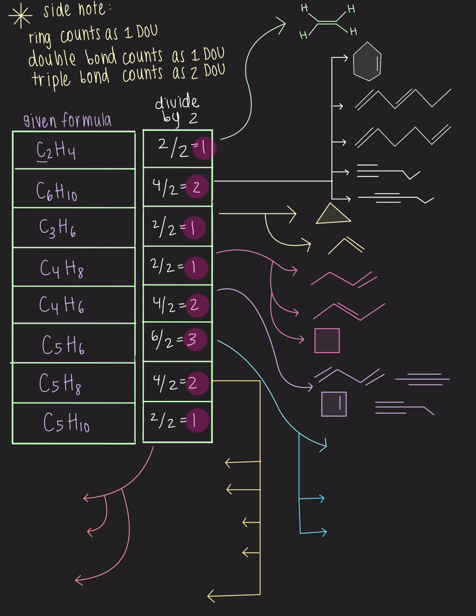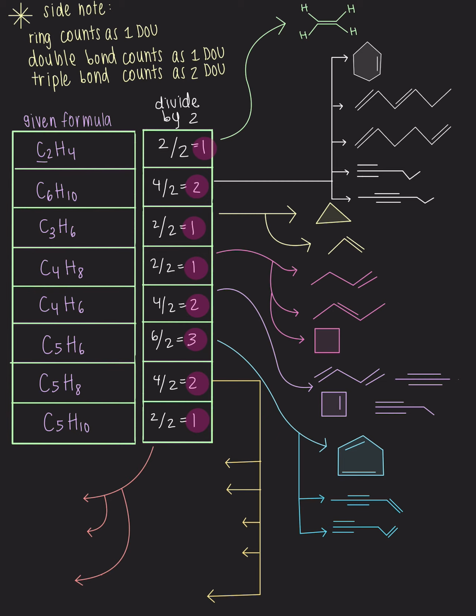Okay, for C5H6, again, I drew an alkyne, and because this one was 3, I drew an alkyne and an alkene, because 2 plus 1 is 3, obviously. Or you could do a ring, and you can do 2 double bonds. You could probably even do, well, forget that, but see how you have many different structures.